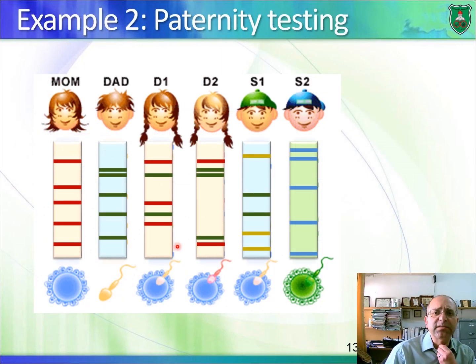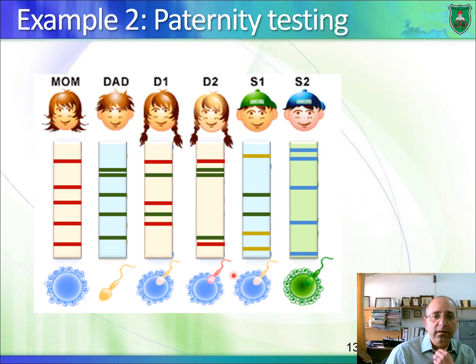Okay, so let's look at this paternity testing now. That's example number 2. In terms of paternity testing, the DNA of children must come from both parents. So if we do RFLP, all DNA fragments, all restriction fragments that appear in the daughter's genetic profile and son's genetic profile must come from both parents collectively.